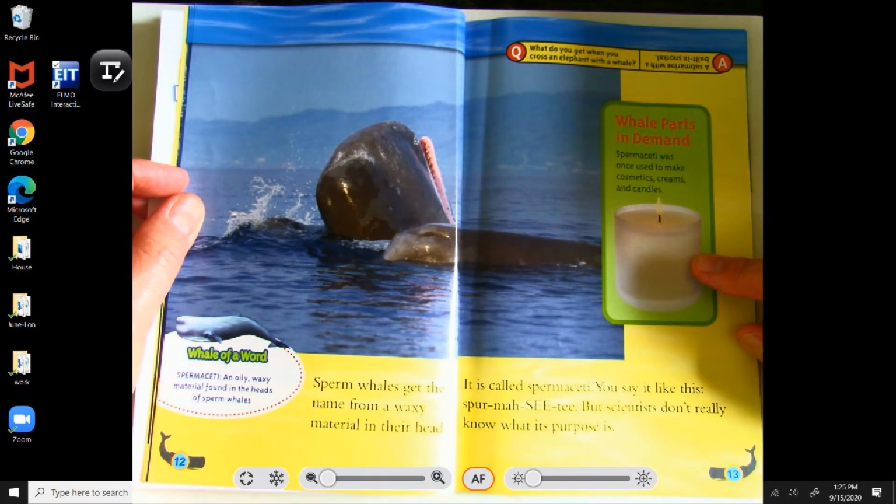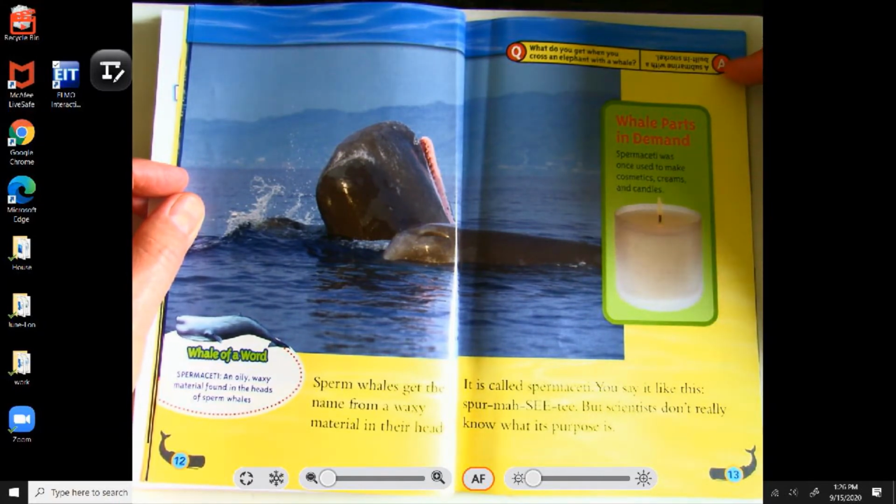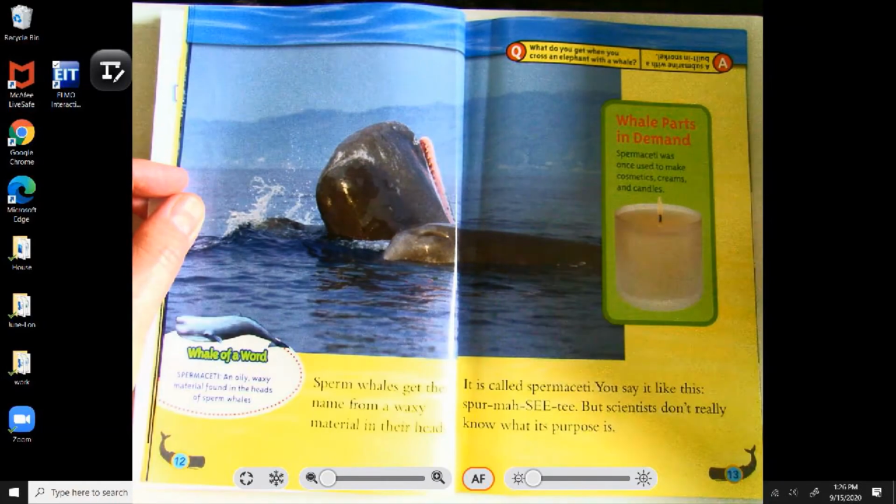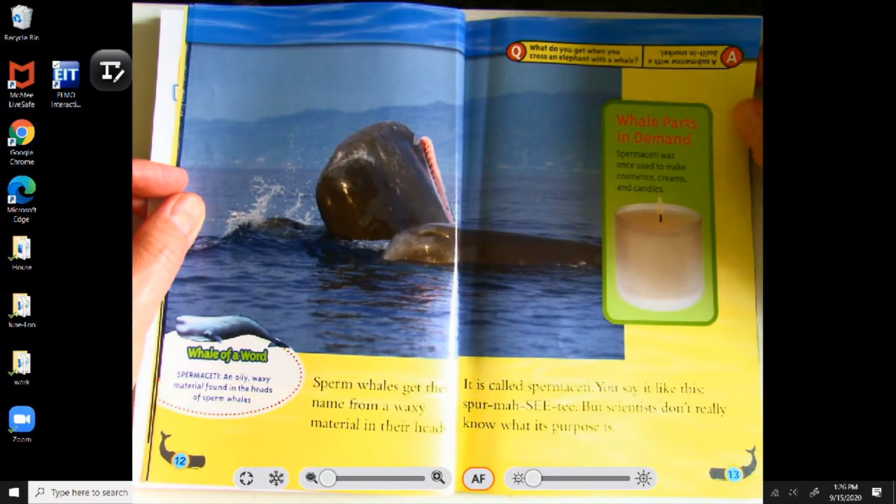Interesting. Ooh, text feature joke. What do you get when you cross an elephant with a whale? A submarine with a built-in snorkel. Do you get it? The trunk of the elephant would be like the snorkel, and the whale would be the submarine.